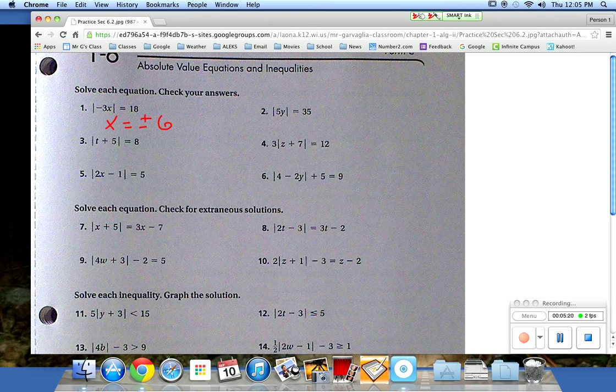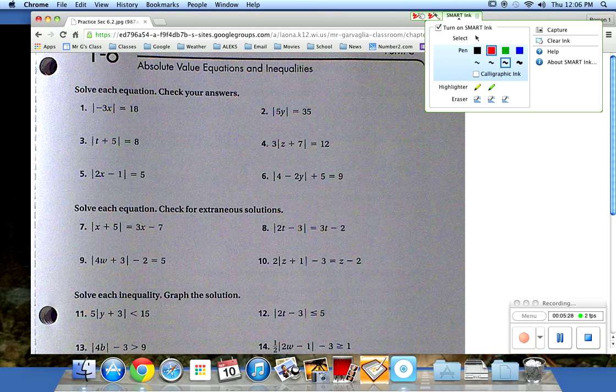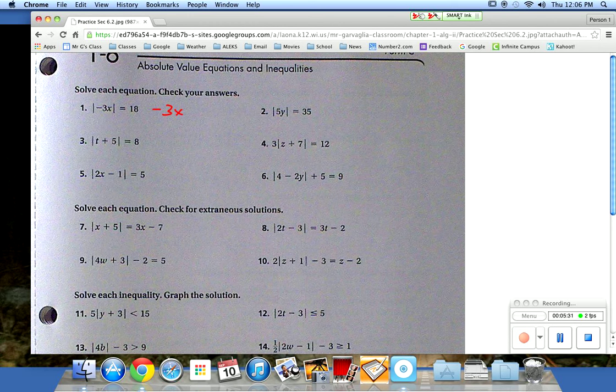Well, this is what we do. We set this up as negative 3x equals 18 and positive 3x equals 18, and we solve both of them. All right? Because either one is going to work in there, right? So if I take my negative 3, x is going to equal negative 6. If I go this way, x is going to equal a positive 6. x equals plus or minus 6. That's the way we're going to figure this out.